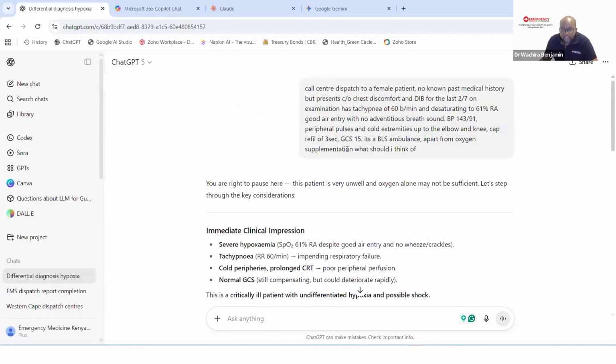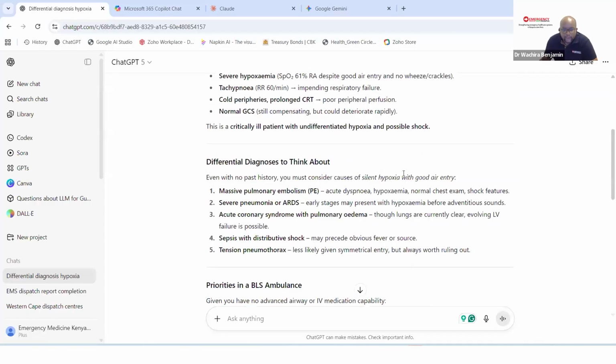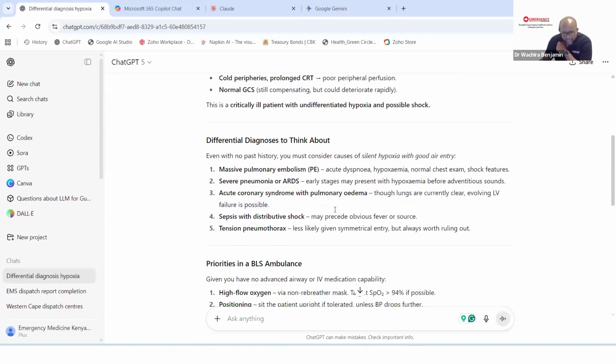So maybe Julia, what did you tell us the lungs have? No adventitious breath sounds. So lungs are clear, so less likely, though in the early stages it may present before adventitious breath sounds. Though lungs are currently clear, evolving left ventricular failure is possible. Sepsis may precede obvious fever and source. Tension pneumothorax, so less likely.